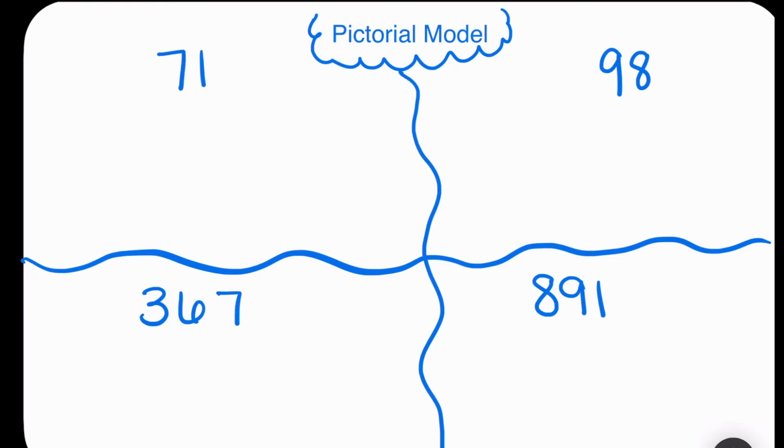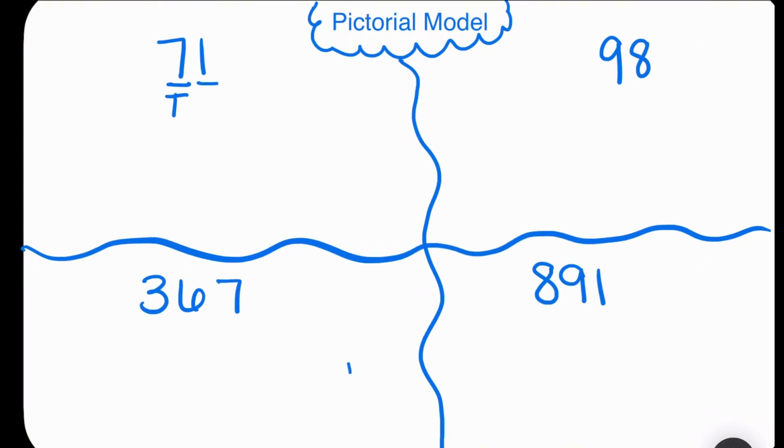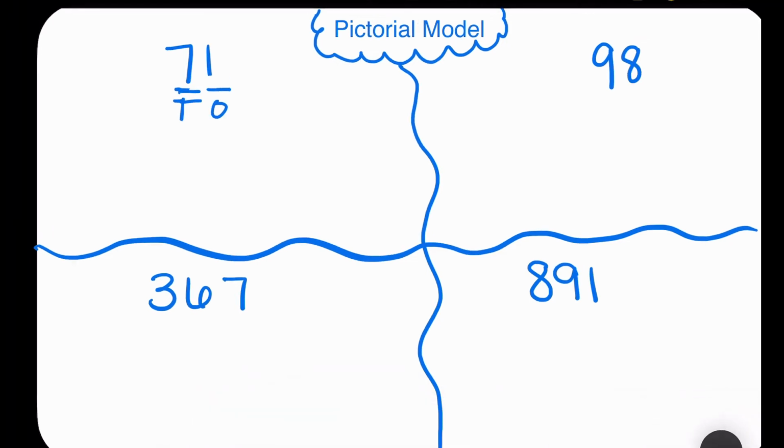We need to know the value of these numbers. So let's start with 71. 71, the 7 is in the tens place because it's not a 7, it's a 70. And the 1 is in the ones place. So I know that tens are rods. So to draw 7 tens or 70, I'm going to have to draw 7 rods. 10, 20, 30, 40, 50, 60, 70. And to draw 1 one, I just need 1 unit.